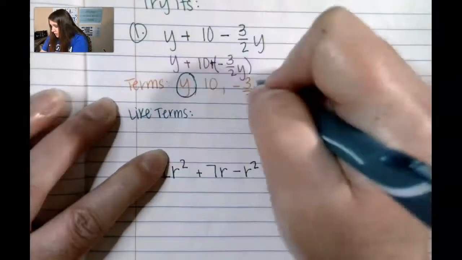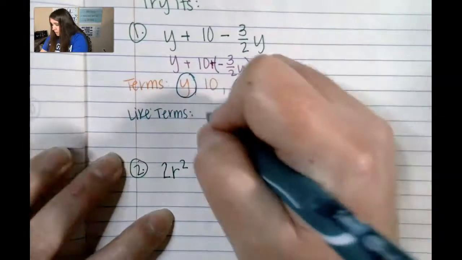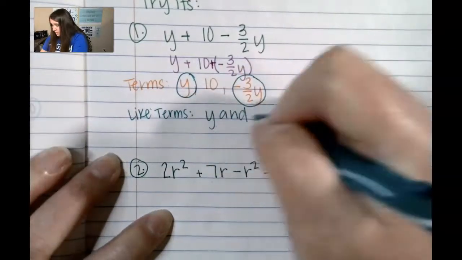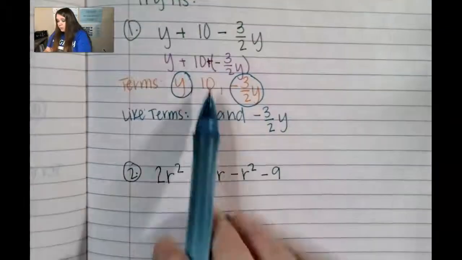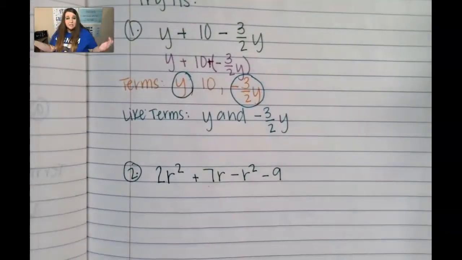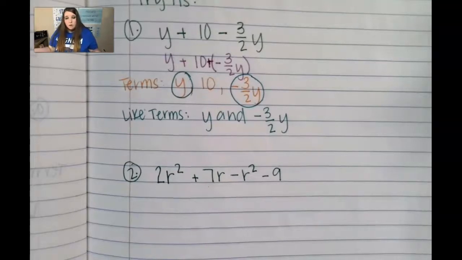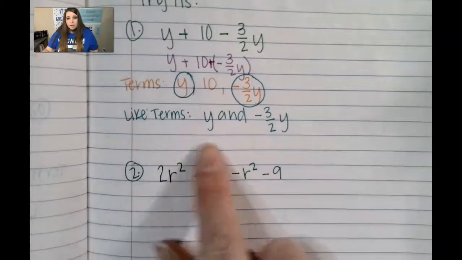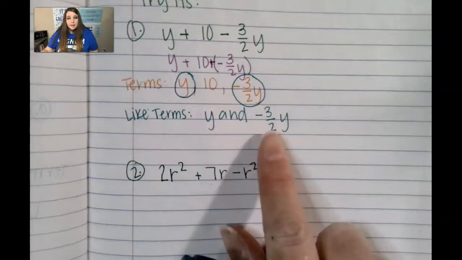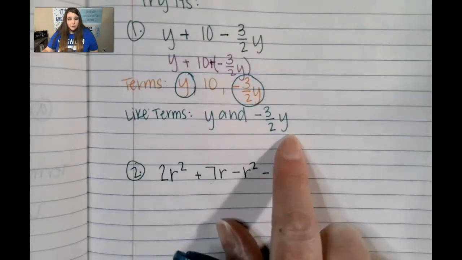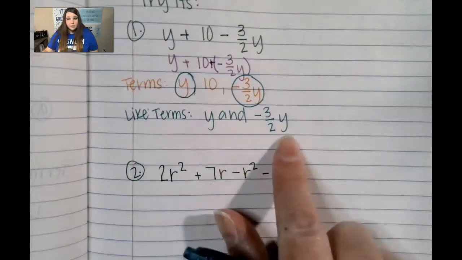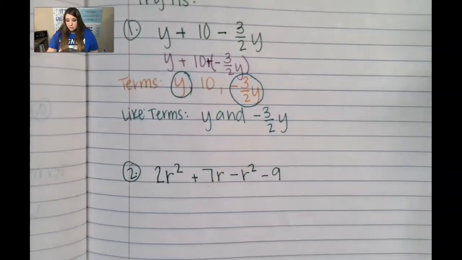And last but not least, our like terms in this problem, we're not using everything again. The only things that are the same are the y and the negative 3 over 2y. We don't need to worry about this 10. It can just stay up there in the terms column. But our like terms are y and negative 3 over 2y. So these are alike. Don't worry about the 10.